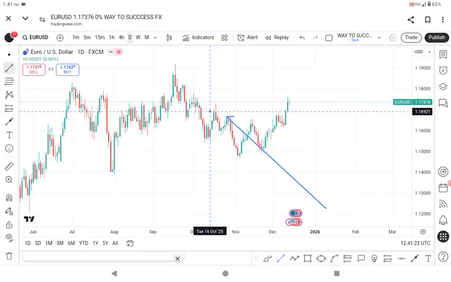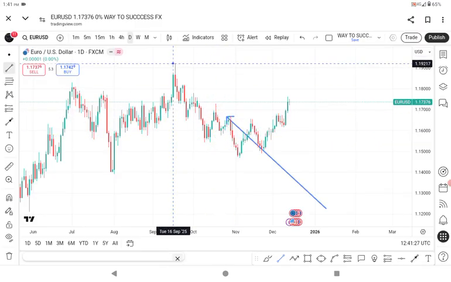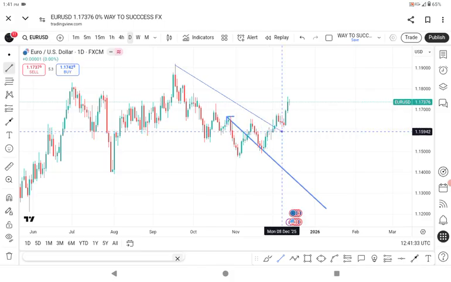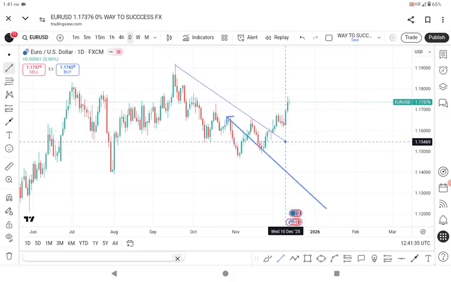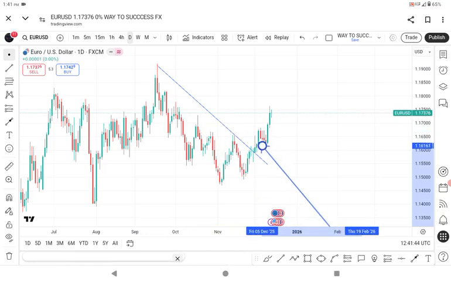So this support here, also like a trend line broken. So price respected this support and started moving to the upside. So this is what happened last week. This is last week's price action.